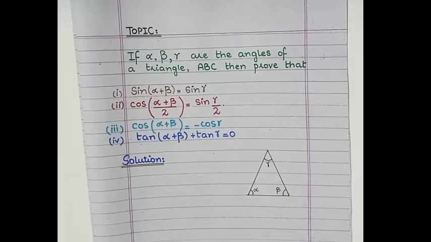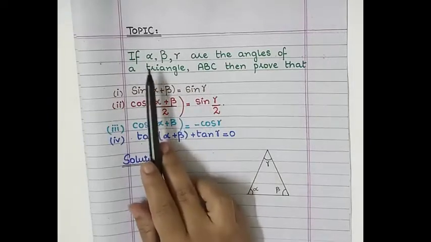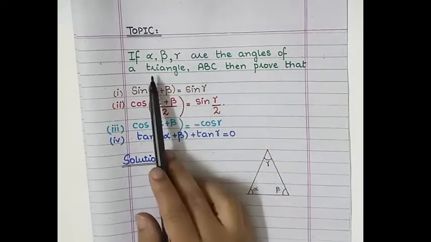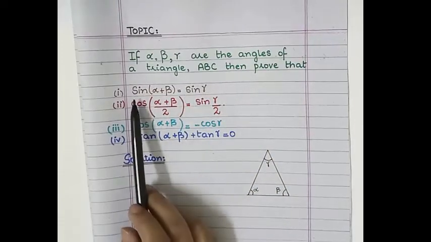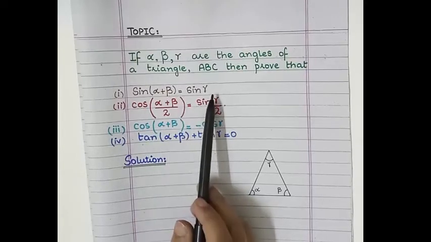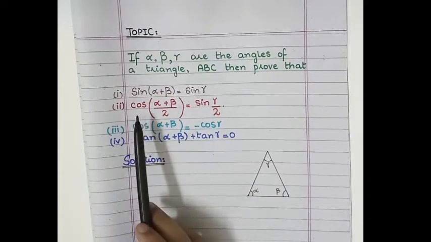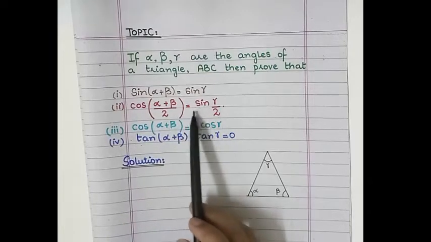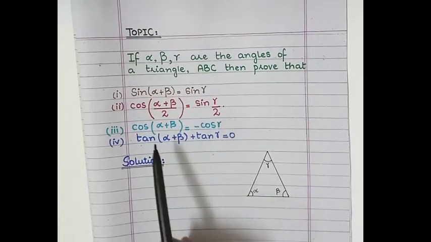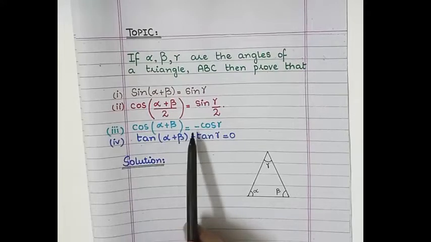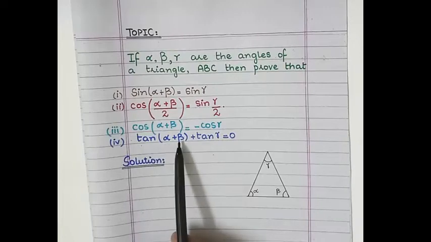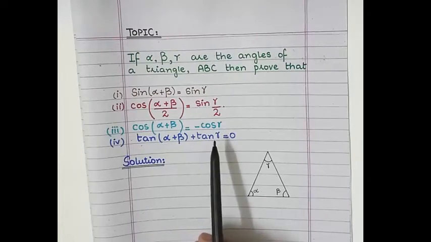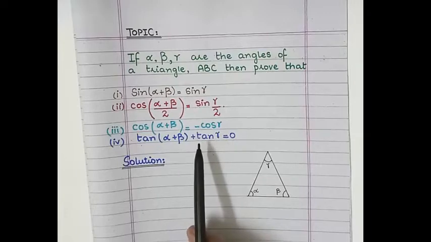Today we are going to discuss that if alpha, beta and gamma are the angles of a triangle ABC, then prove that sine of alpha plus beta is equal to sine gamma. The second part, cos of (alpha plus beta) over 2 is equal to sine of gamma over 2. Third one is cos of alpha plus beta is equal to minus cos gamma. And last one is tan of alpha plus beta plus tan gamma is equal to 0. So all of these are very important results in trigonometry. So stay tuned till the end of the video.